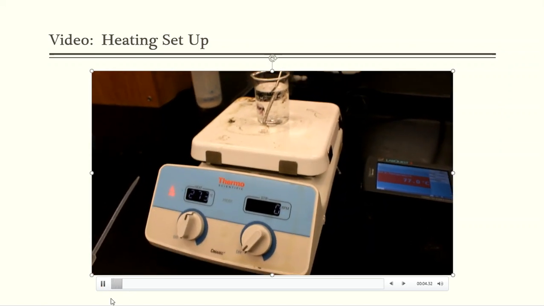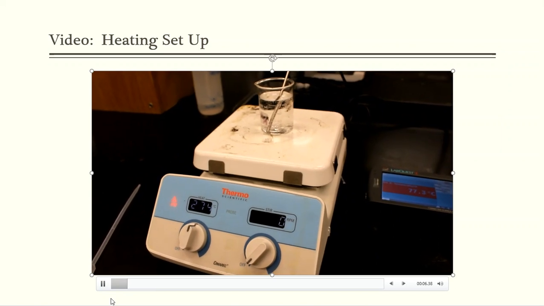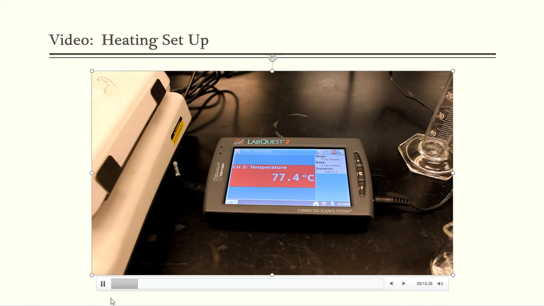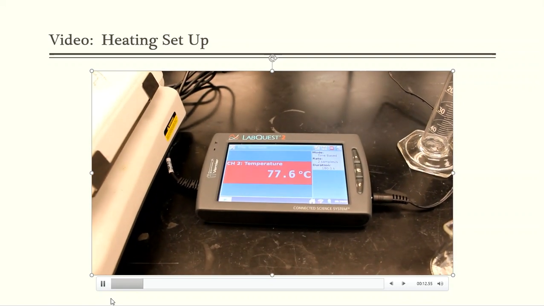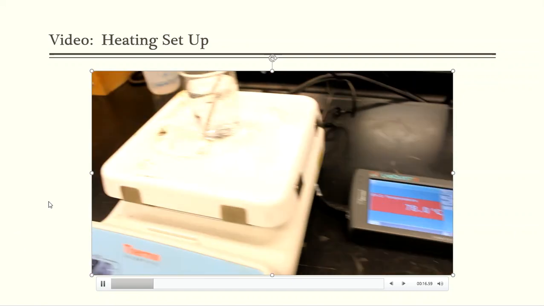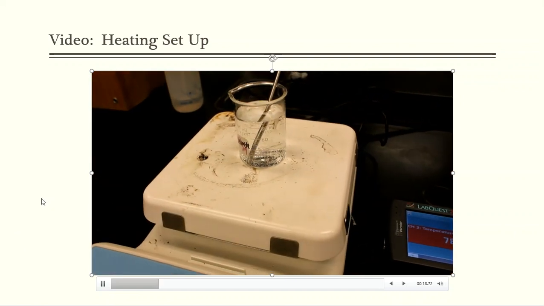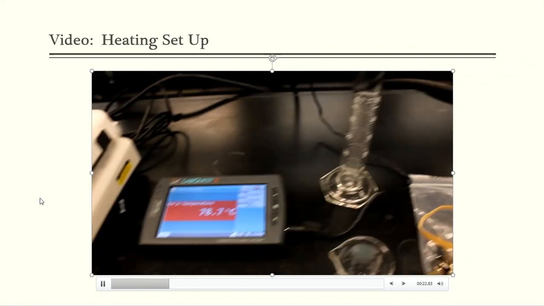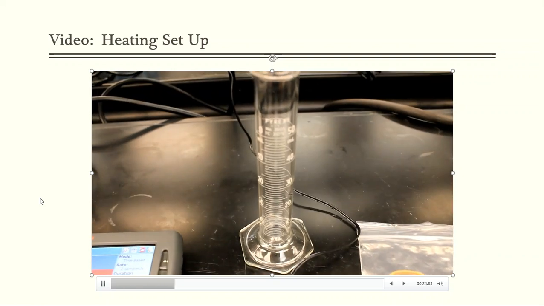All right, guys, so I've got my water on the hot plate, and it's heating up right now, and it looks like the lab wants me to go to 95 degrees. So I'm a little far away from that. I'm at 77, but when it gets to 95, I'm going to take the hot water off. It will not be boiling at the time because water does not boil until 100. I'll measure it in this graduated cylinder.